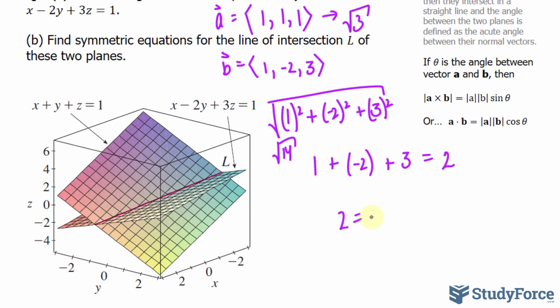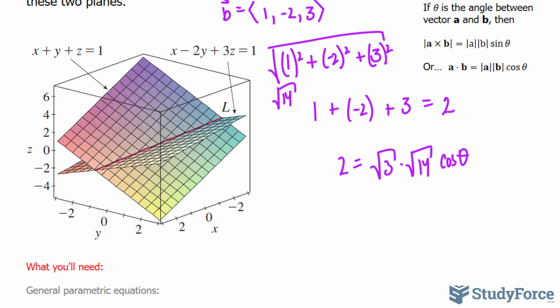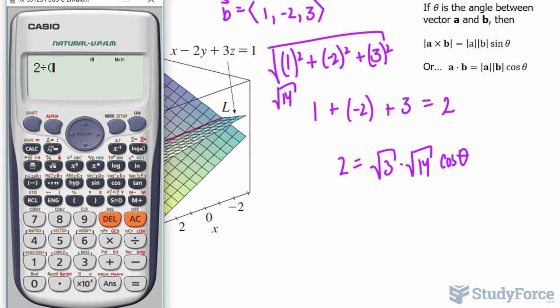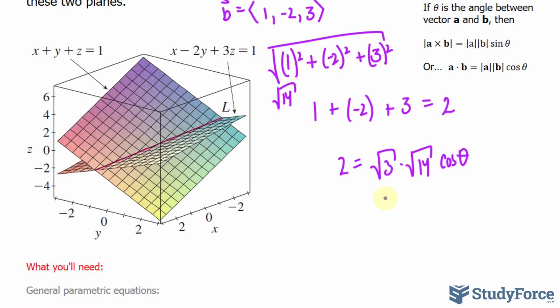2 is equal to the square root of 3 times the square root of 14 cosine theta. That's what we're looking for. I'll use my calculator. 2 divided by the square root of 3 times 14, and then cosine inverse, we end up with 72 degrees. So the angle between this plane and that plane is 72 degrees.